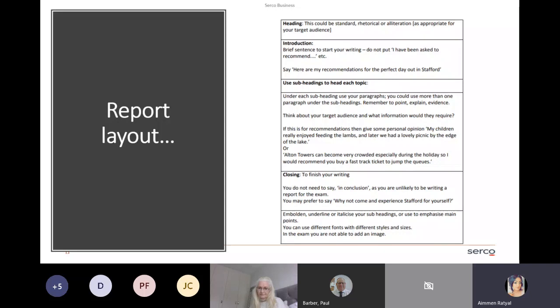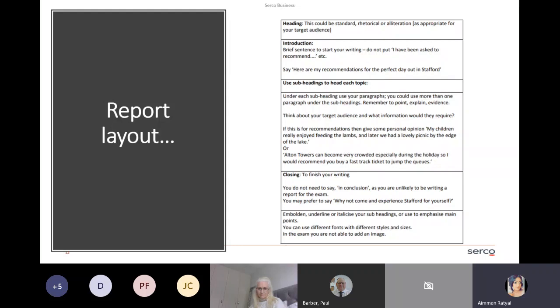So here they've given an example of, my children really enjoyed feeding the lambs, and later we had a lovely picnic by the edge of the lake. Or, Alton Towers can become very crowded, especially during the holidays, so I recommend you buy a fast track ticket to jump the queues. Even in a report, you can use these as witness statements, what we said earlier on. So yes, they're in first person, but as you write in your report, you can suggest you've had feedback from the public, and then you can put a quote in, and what Paul mentioned earlier as well. If you do add a few quotes here and there, you can then use the first person. But if you don't, try and stick to third all the way through. So closing your paragraphs, to finish your writing, you do not need to say in conclusion, as you're unlikely to be writing a report for the exam again. You may prefer to say, why not come and experience Stratford for yourself?